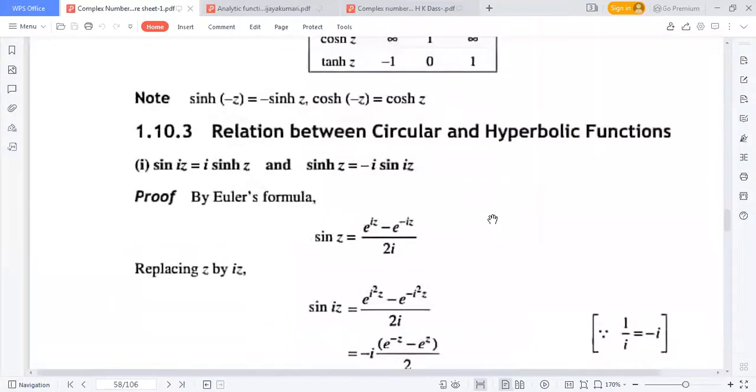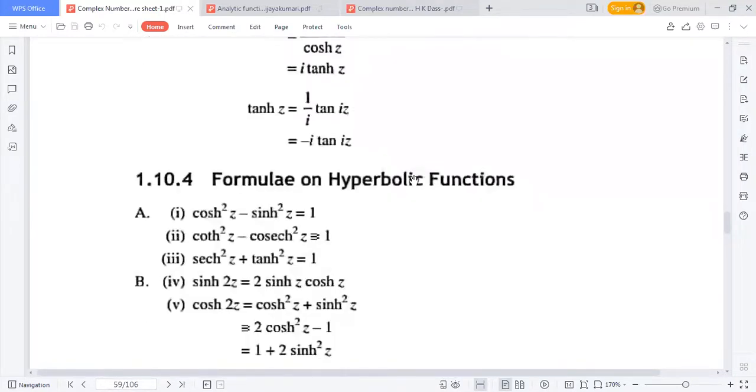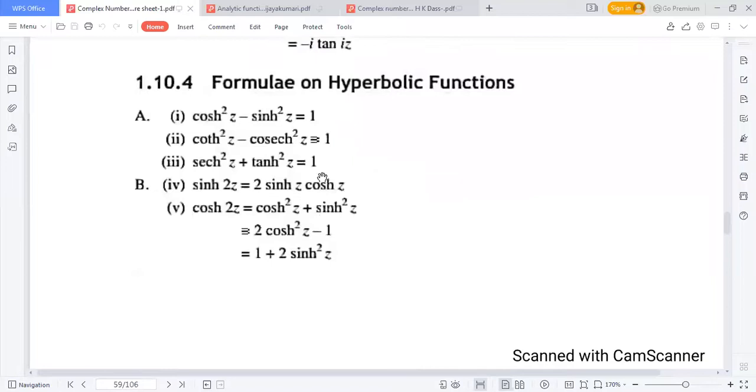So the relation: sin iz equals i sinh z, and sinh iz equals i sin z. This is actually the relationship. And this is the identity for the hyperbolic function: cosh square z minus sinh square z equals 1. Similarly, this.